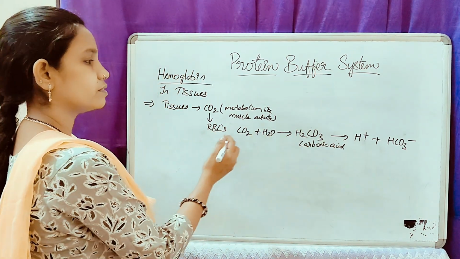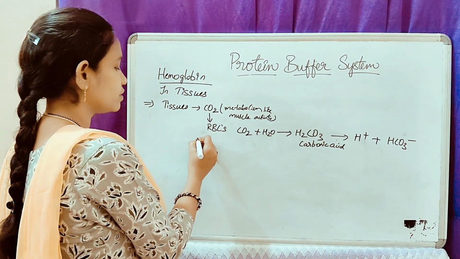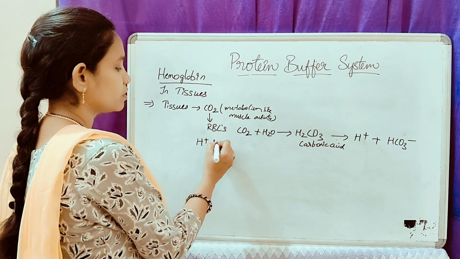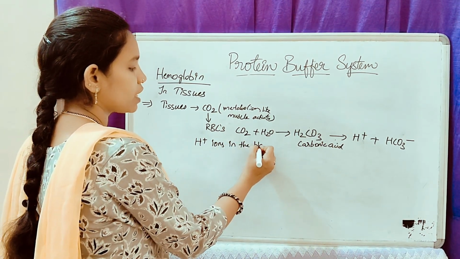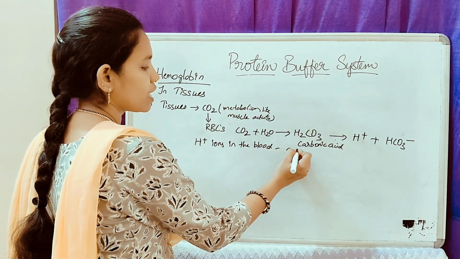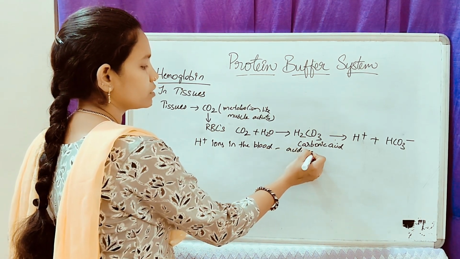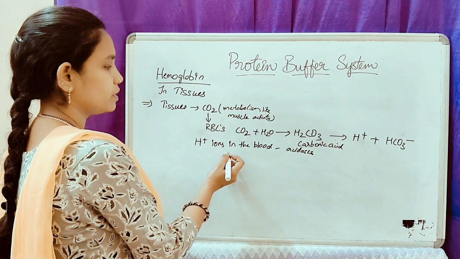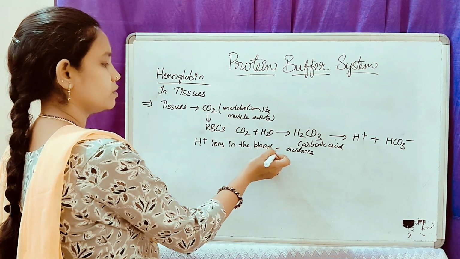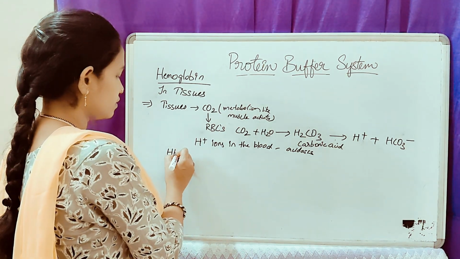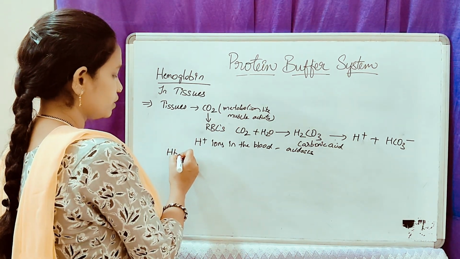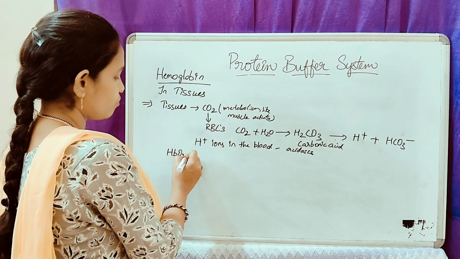Now, if there is a surge, an increase in the H plus ions in the blood, what will happen? Again, it leads to acidosis. In order to regulate the pH of the blood, what does hemoglobin do? This hemoglobin in the form of oxyhemoglobin.